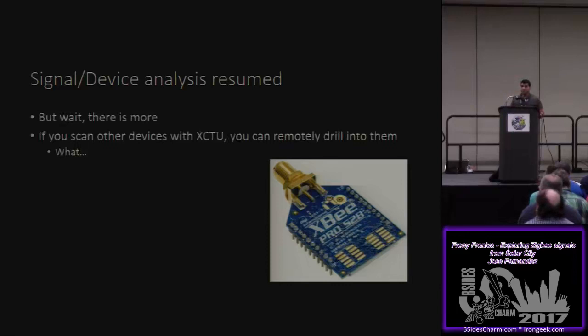If you want to do more Zigbee analysis, I would always recommend that you get something where you can attach an antenna to it, just so you get better results. You can see more things. Now the cool thing is you can actually use XCTU to just look for other devices, right? So you can start mapping out different things, and you can probably remote drill into those things too. I thought that was cool. Would you agree?